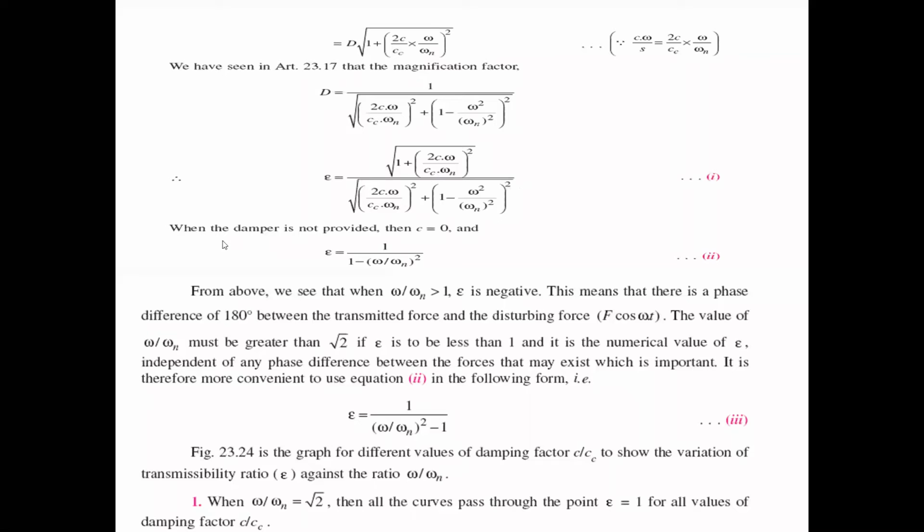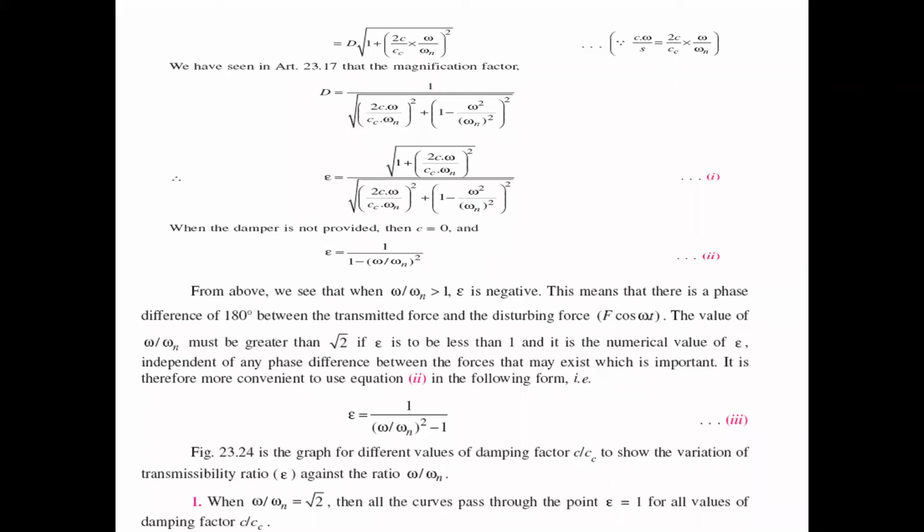So this is the equation we have to arrive at. That is the transmissibility ratio. The main equation of the transmissibility ratio is this one: square root of 1 plus (2c omega by cc omega n) whole square, by square root of (2c omega by cc omega n) whole square plus (1 minus omega square by omega n square) whole square. So that has been arrived at.